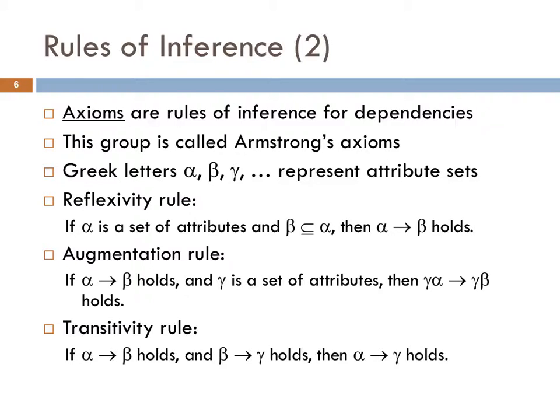Okay, then you have transitivity. Alpha functionally determines beta, beta functionally determines gamma, then alpha functionally determines gamma as well. Okay, and this is the one we've already been using as an example, as possibly the most clear, the most reasonable one. Now, you will not be required to prove that these hold because it's irritating.